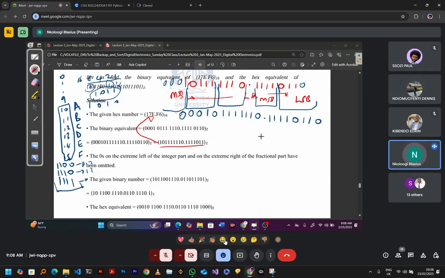Now we said that after grouping them, the purpose of grouping them is that you're now going to convert the individual groups into what? Base 10, because base 10 acts as our intermediate.